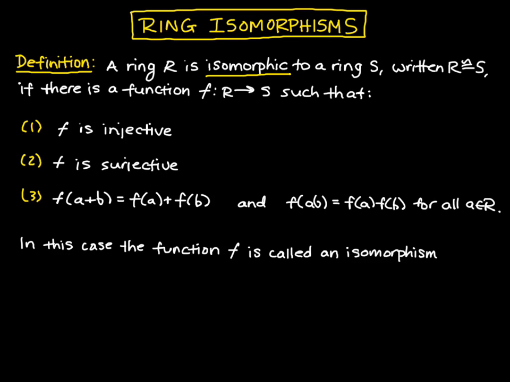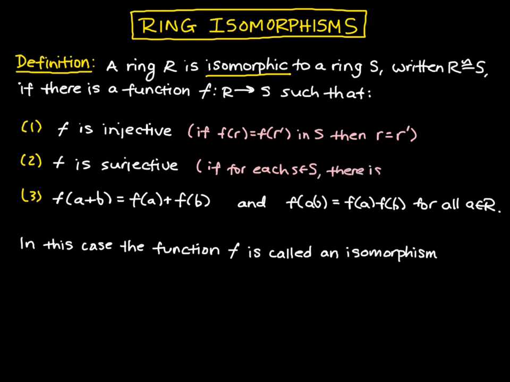Just as a refresher, we know that F is injective if, when the images of R and R prime in S are equal, that implies that R is equal to R prime in the ring R. We know that a map is surjective if for each S in the ring S there exists some R with F of R equal to S.